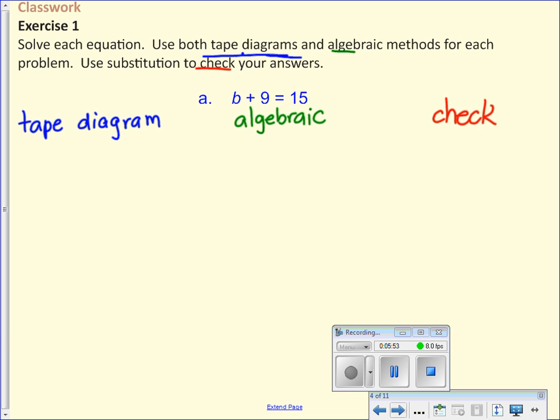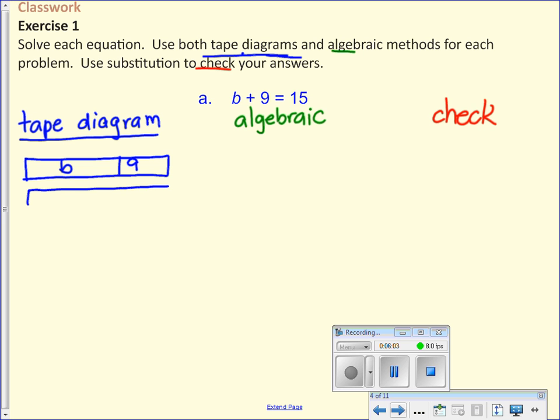All right, so first let's start with our tape diagram. I have here b plus 9, and I know that equals 15. Now, I don't know if b is larger or smaller than 9. So it really doesn't matter if you make the b smaller. It doesn't matter if you make the 9 smaller because we don't know. Remember, we don't use that visual as a cue. Not Q, the letter Q. Cue, like a clue, C-U-E.